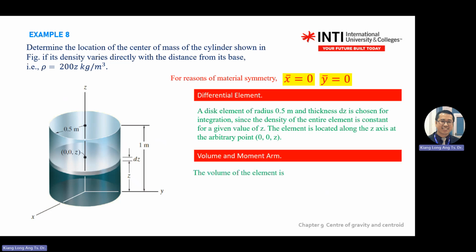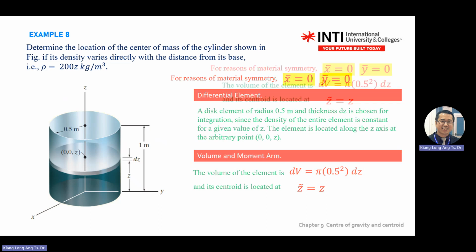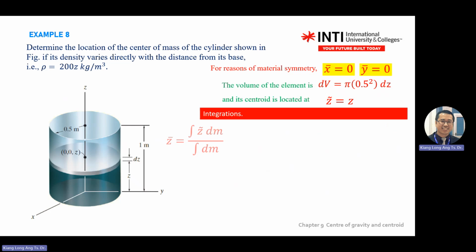Next step is not area, but because it's 3D, you are using volume and moment arm. How to find volume? Pi r square dz. R is given as 0.5. Centroid at Z location. Then you do integration. In this case, if you're given density, you use mass.